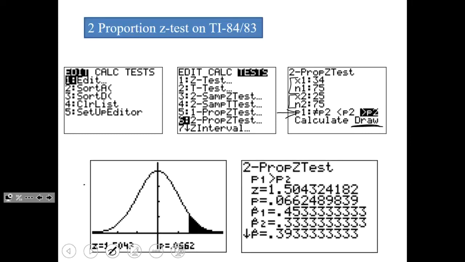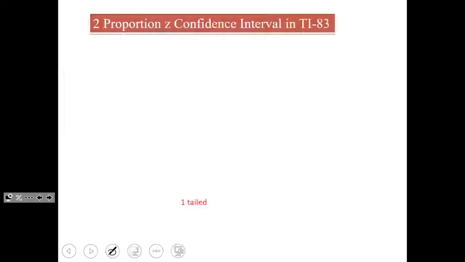Or I can do it as calculate. If I'd run it as a calculate, this is the output I'd have gotten. It's the same output. It's just which one do you prefer? Personally, I like both of them. The draw may be a little bit better if you're going to be doing an FRQ and you want to show me what your normal curve looks like, you can use draw.